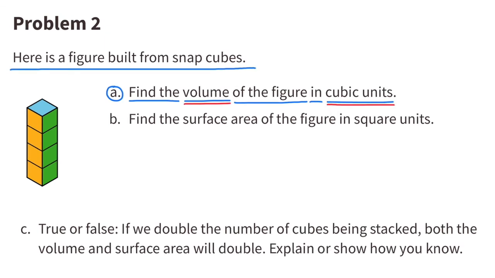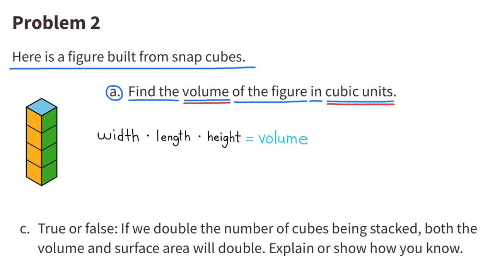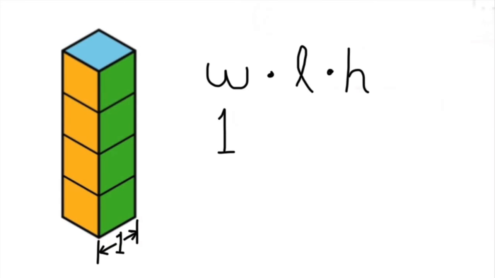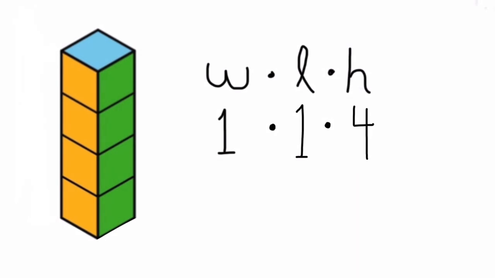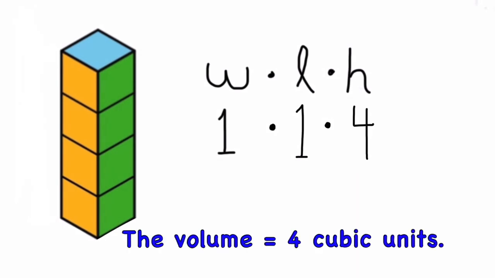The volume of one of these cubes is called 1 cubic unit. So we can tell just by looking that there's 4 cubes. So the answer is going to be 4 cubic units. However, we can multiply the width times the length times the height to get the volume. The width is 1 unit, the length is 1 unit, and the height is 4 units. 1 times 4 equals 4 cubic units. The volume of this figure is 4 cubic units.